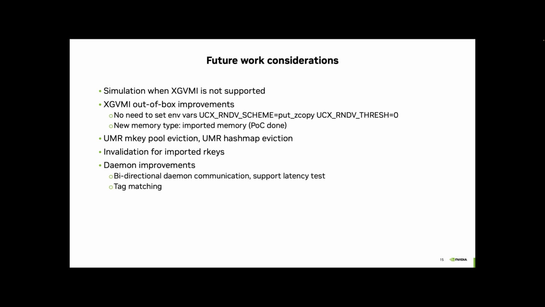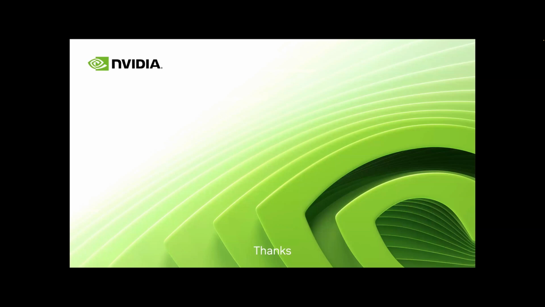Then we can also think about eviction policy both on the exporter and the importer side, because we probably don't always want to grow these collections unbounded. We have some ideas on the validation of imported keys. And obviously we need some daemon improvements to make communication bidirectional, to support latency test, and of course we need to support tag matching in the future. That's it on my side. Thank you for attention. Please ask me any questions if you have.